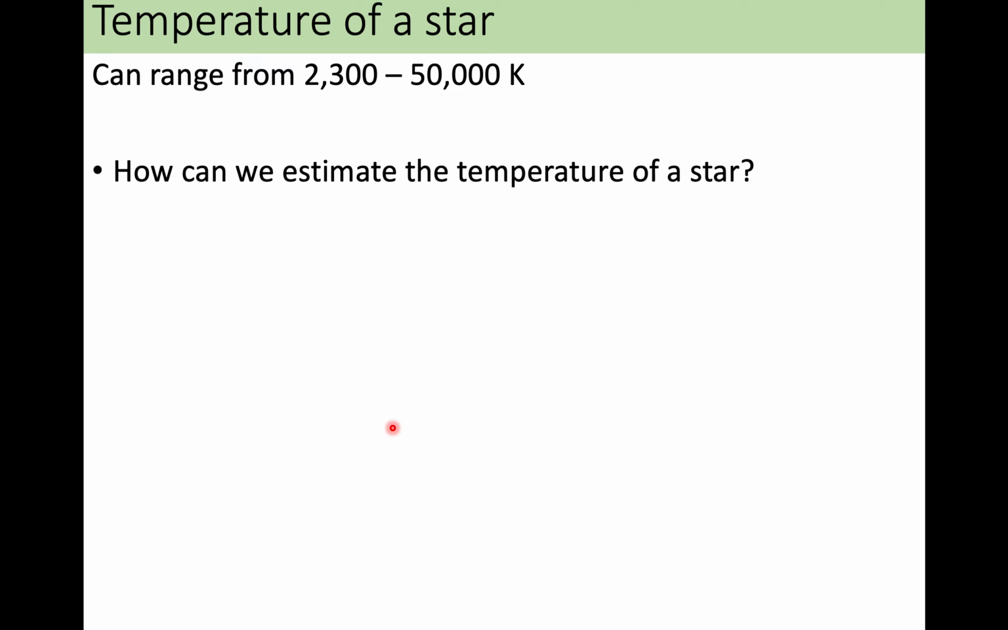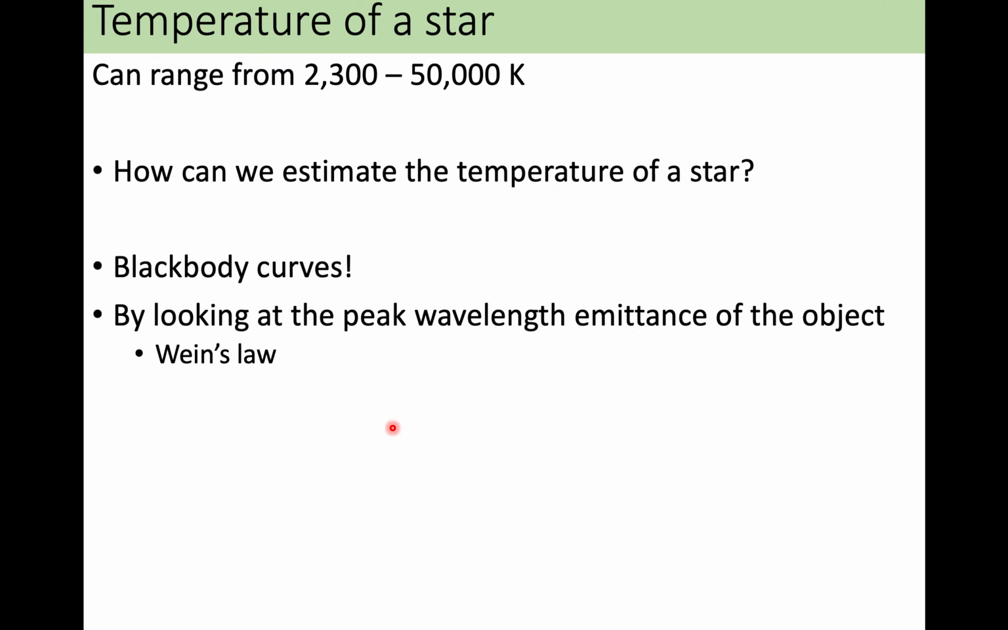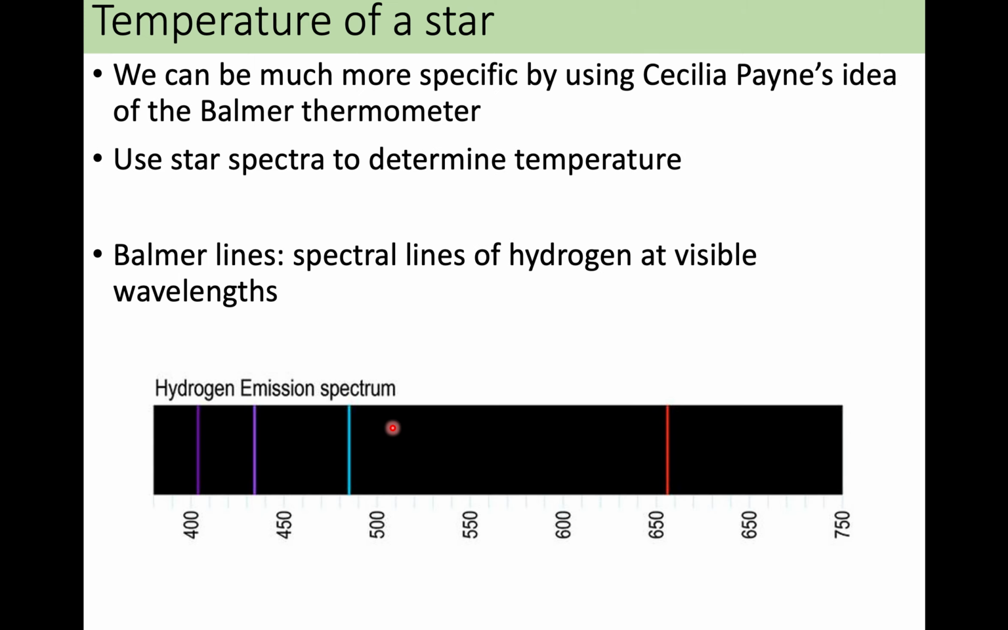So how do we actually estimate the temperature of a star? There's a huge range. How on earth do we know the temperature of a star? You got it. Black body curves. They're coming back. So what we're able to do is look at the peak wavelength that's emitted from the object. Remember, this is Wien's law. We can determine the temperature of the object by looking at the peak wavelength of emittance.